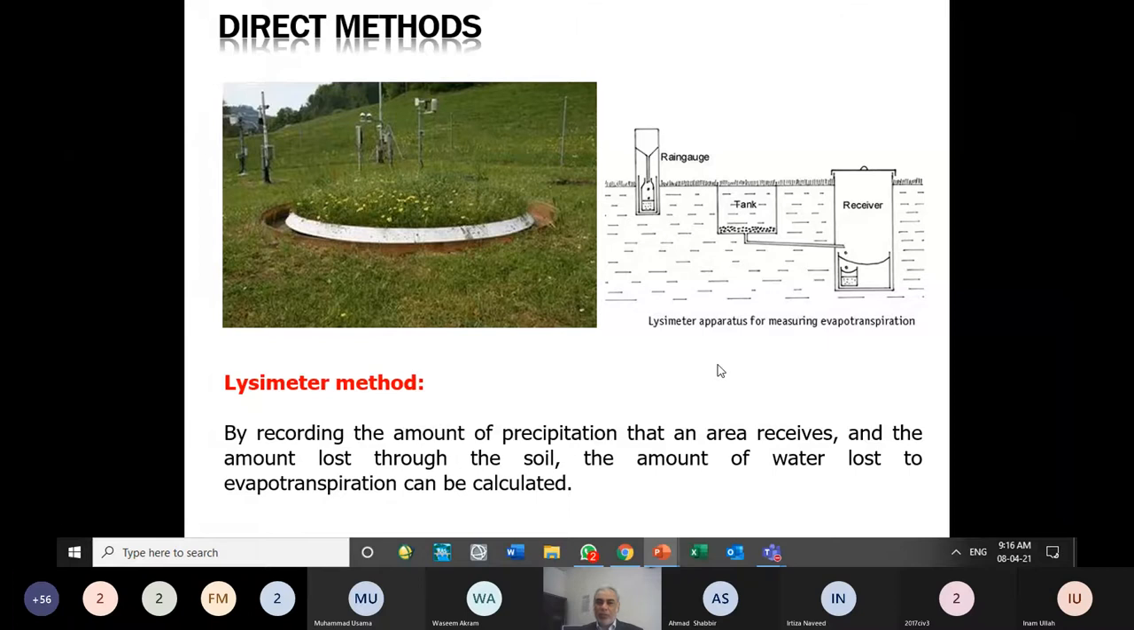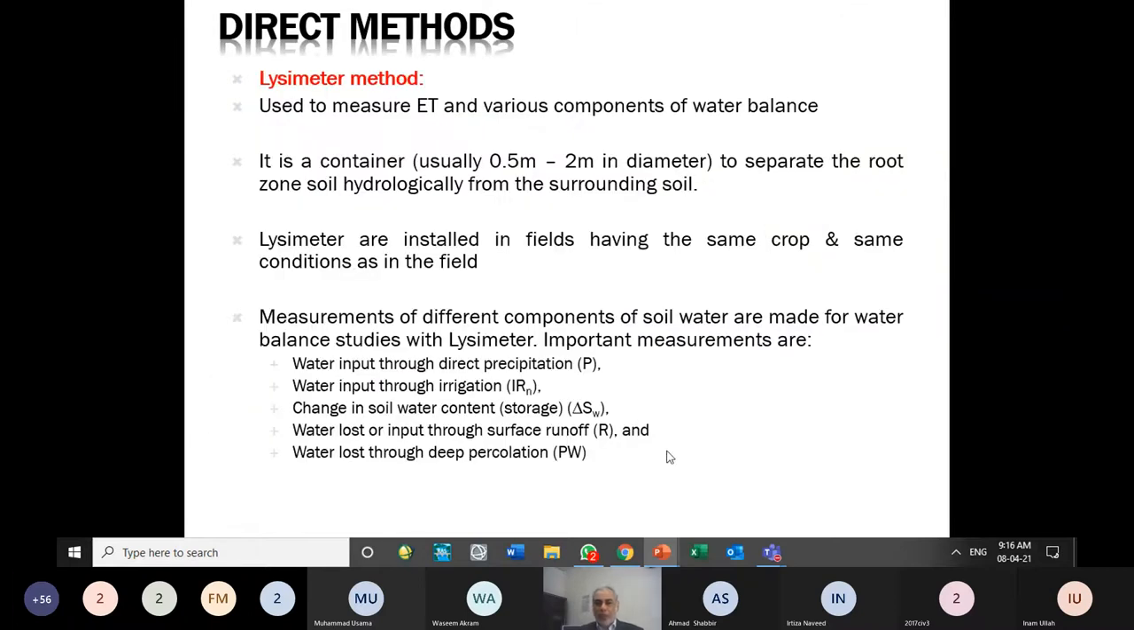So when construction is understood to us, then if we give some symbols to the measured water: the water which we input to the lysimeter through precipitation, we call that P; the water which we apply artificially as irrigation, we call that IRN, net irrigation; and the water which was present in the soil of the lysimeter in the previous time step, and now the difference of that, the change in soil water storage.